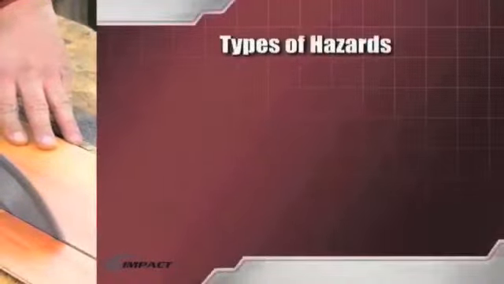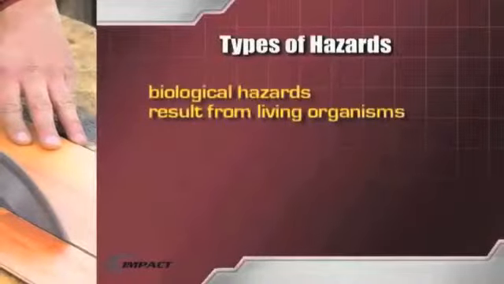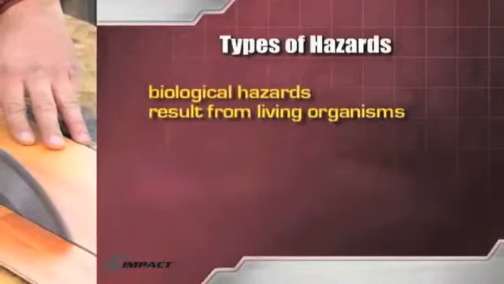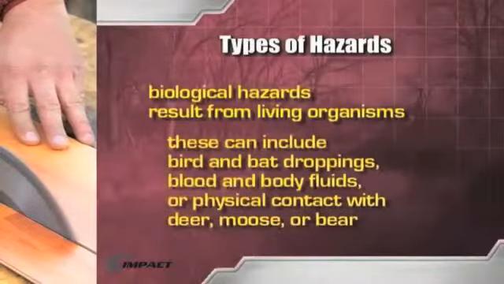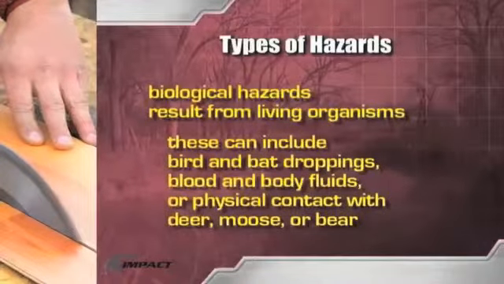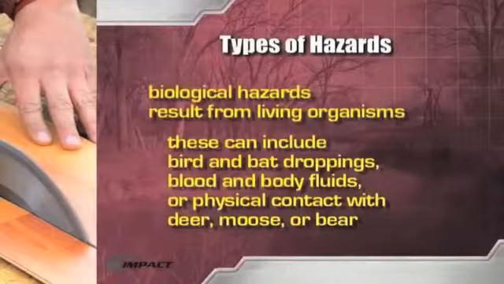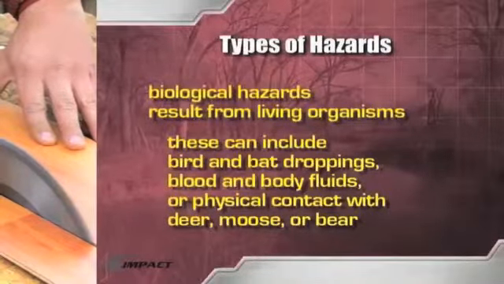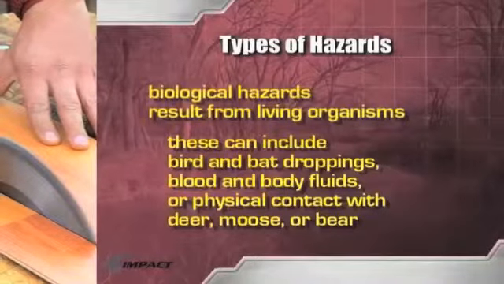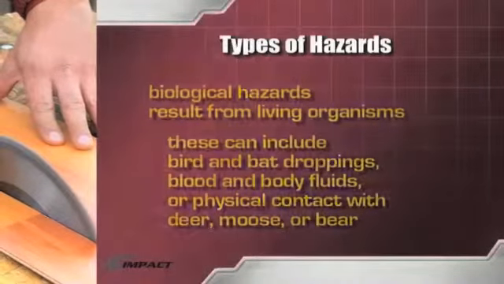Types of hazards. Biological hazards are those that result from living organisms. Workers and managers should be aware of the more common or severe forms in our industry. These can include bat and bird droppings, blood and body fluids, or physical contact with deer, moose, or bear.